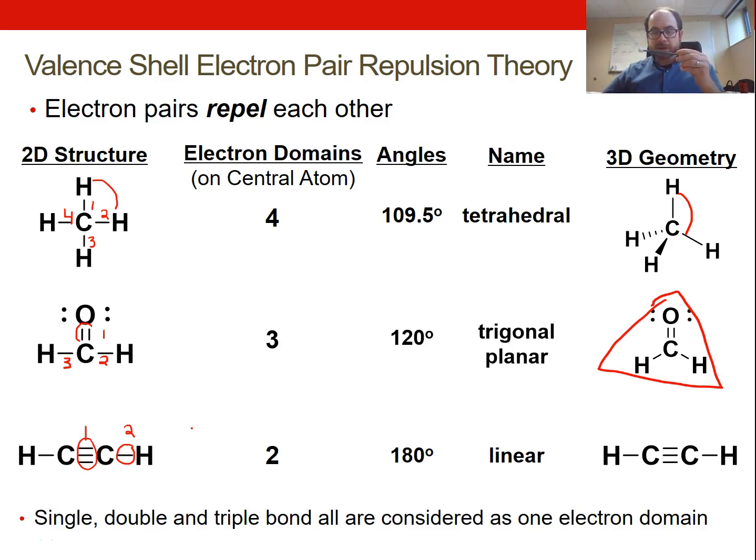The angle between the carbon, hydrogen, and carbon is 180 degrees, and the name we give to that is linear. So the way to remember that is it's just a straight line between carbon, hydrogen, and carbon. So again, if we're looking at this angle here, the angle between carbon, hydrogen, and carbon, that's the thing that's 180 degrees.